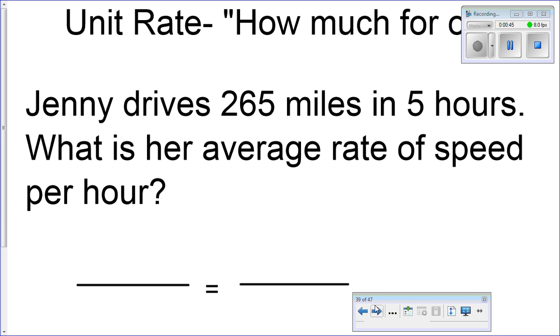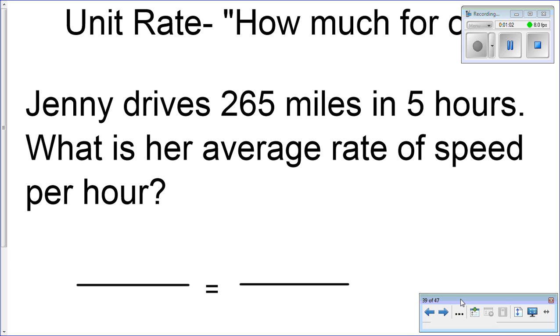Here's an example. Jenny drives 265 miles in 5 hours. What is her average rate of speed per hour? Well, what this is really asking is how many miles does Jenny drive in 1 hour? So if we use the idea of a proportion comparing two units, my units here are miles and hours. So miles compared to hours is equal to miles compared to hours. And now we can plug in the information we know.